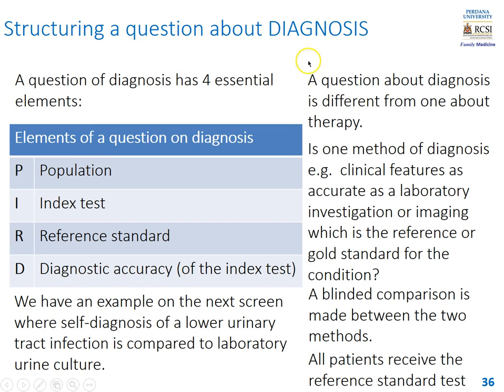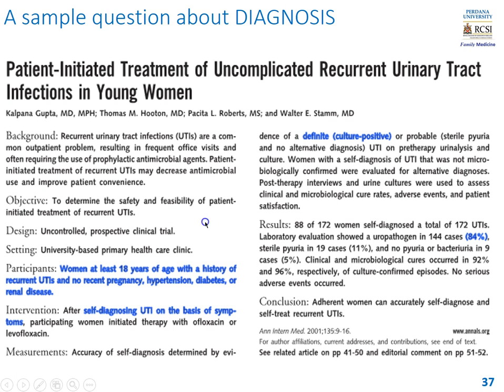A question of diagnosis is slightly different. It's not PICo, it's often referred to as PIRD. And effectively what you're doing is comparing one way of diagnosing a condition with another, the other being a gold standard or reference standard. You then calculate the diagnostic accuracy of the index test versus the reference standard. So let's look at an example.